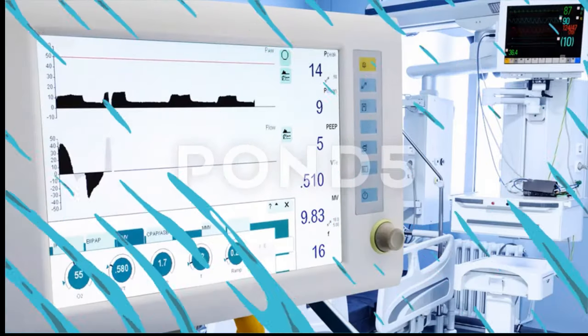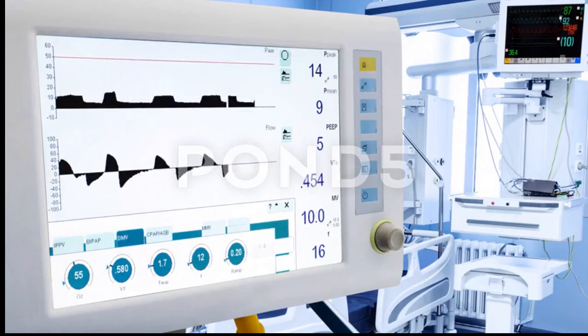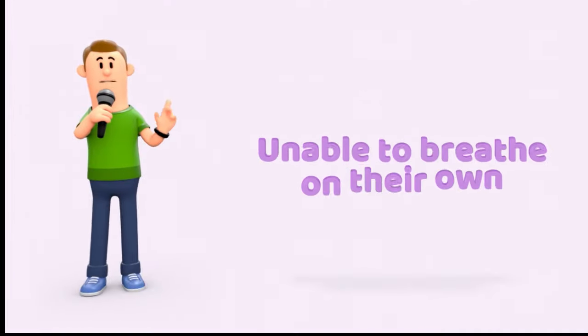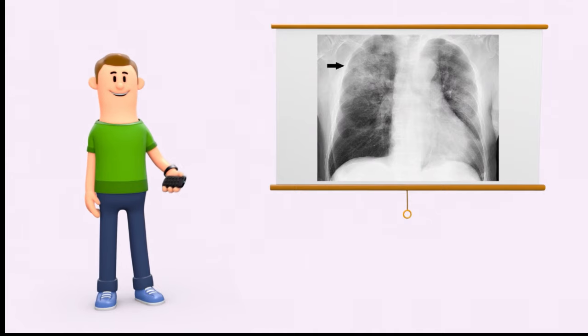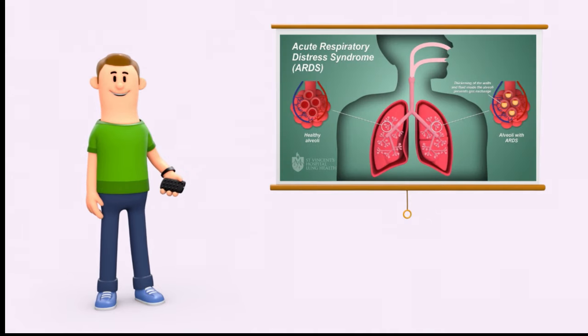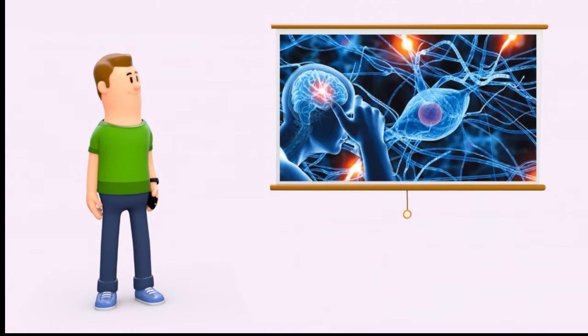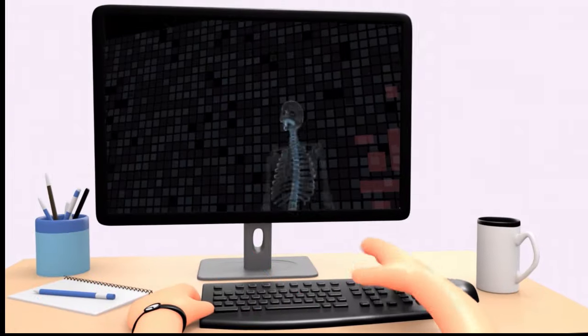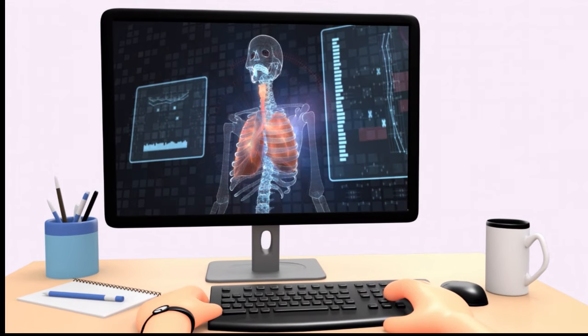In critical care, the ability to provide adequate oxygenation and ventilation is paramount. Mechanical ventilation is a life-saving intervention used in various medical scenarios. But why is it necessary to mechanically ventilate a patient? First and foremost, mechanical ventilation is employed when a patient is unable to breathe effectively on their own. This can occur due to conditions such as severe pneumonia, acute respiratory distress syndrome, or neurological impairments. The primary goal of mechanical ventilation is to ensure that the lungs receive sufficient oxygen while removing carbon dioxide. This is crucial for maintaining the body's metabolic functions and preventing respiratory failure.